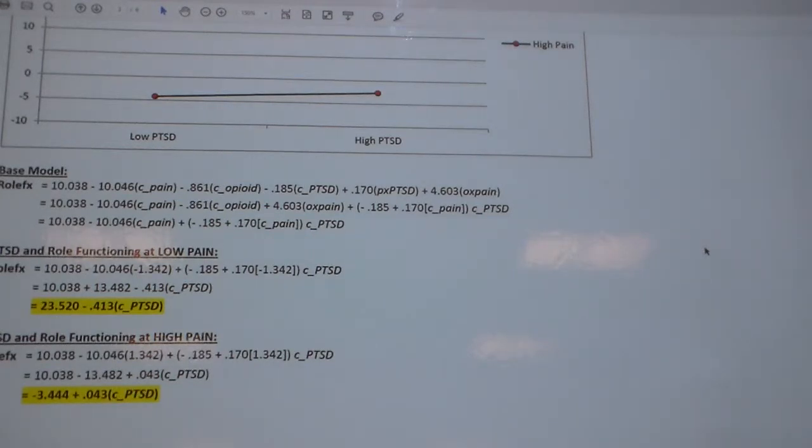If I take my factored equation here, again restated, except now I put in 1.342, that's a standard deviation above. Drop that in there, calculate it out. I now have my simple slope for PTSD at high levels of pain. And the thing to notice here is that at low levels of pain, I have a much larger coefficient than at high levels of pain. So now I've got my simple slopes for PTSD: the simple slope function at low pain, and the simple slope function at high pain.